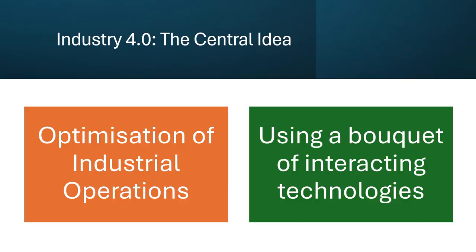The central idea of Industry 4.0 is large-scale optimization of industrial operations across a wide range of parameters, using a bouquet of technologies that form a part of the fourth industrial revolution, a term popularized by Klaus Schwab, founder and executive chairman of the World Economic Forum.